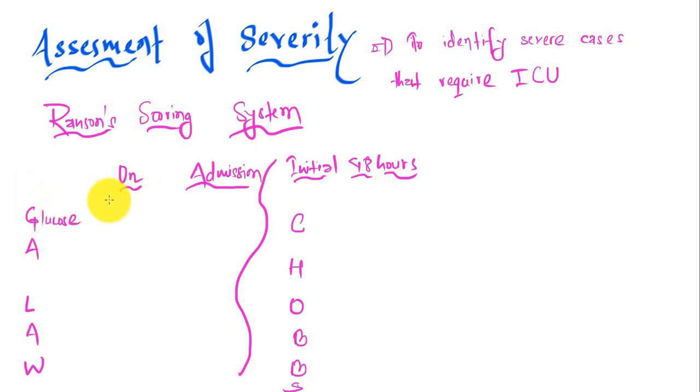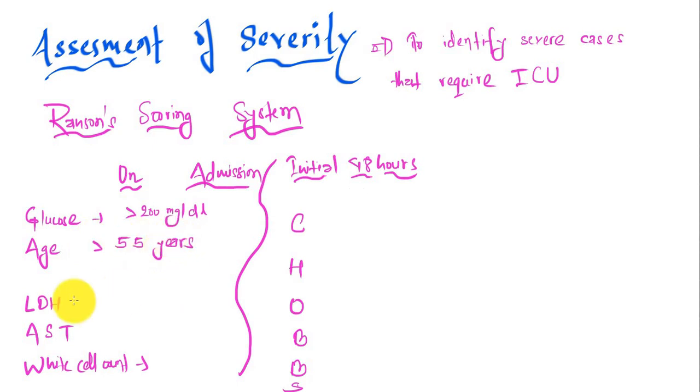In GA LAW, G stands for glucose, A stands for age, L stands for LDH, AST, and W for white cell count. Glucose level more than 200 milligram per deciliter scores 1 point. Age more than 55 years. LDH more than 350 IU per liter. AST more than 250 IU per liter. White cell count more than 16,000 per unit liter.